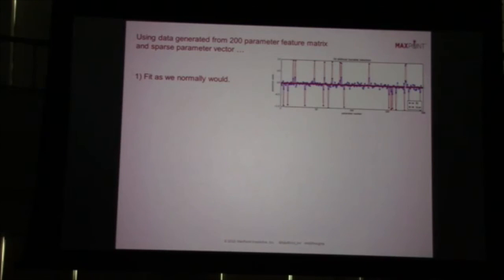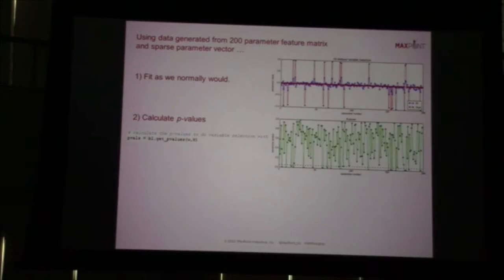Simulation. I made some random data with a 200-parameter feature vector, which is going to be sparse. It's not too important what this data actually is, it's just a little simulation. If you look up here, the x-axis is the 200 parameters, the y-axis is their values, and the red is the true parameter vector that I used to generate the fake data. Now, if you fit as we normally would, you get the blue line, and that's obviously terrible. This is severely overfit. But if you calculate the p-values, the Wald statistic, you see that many of them are very large, and many of them are very small.